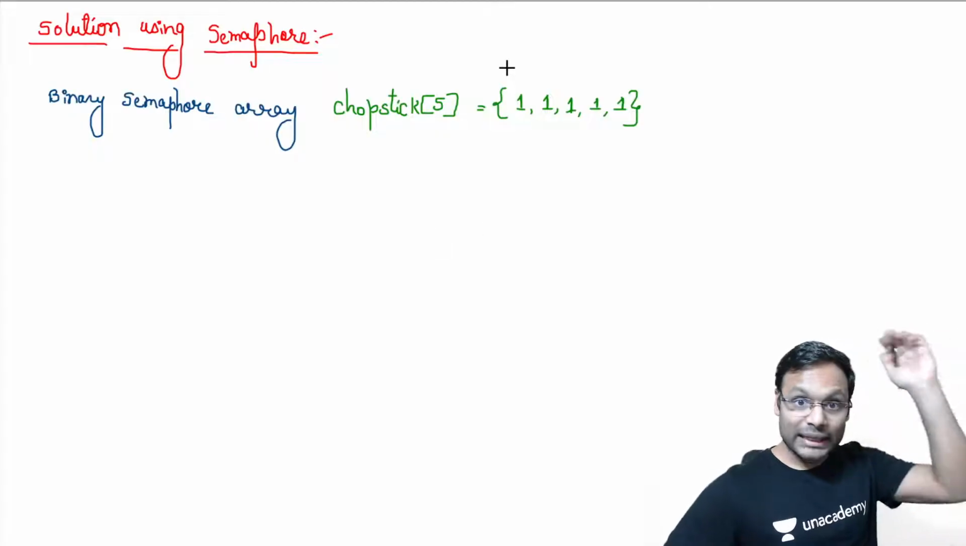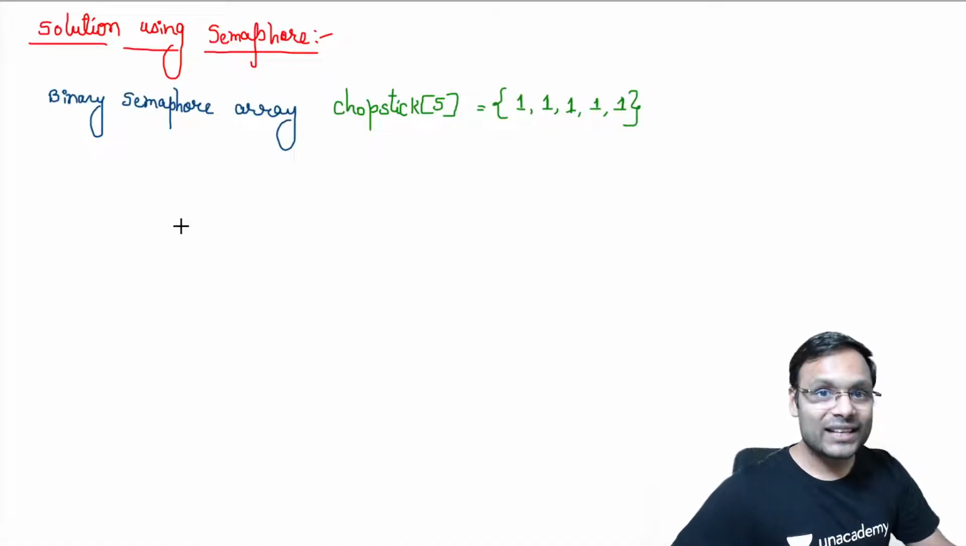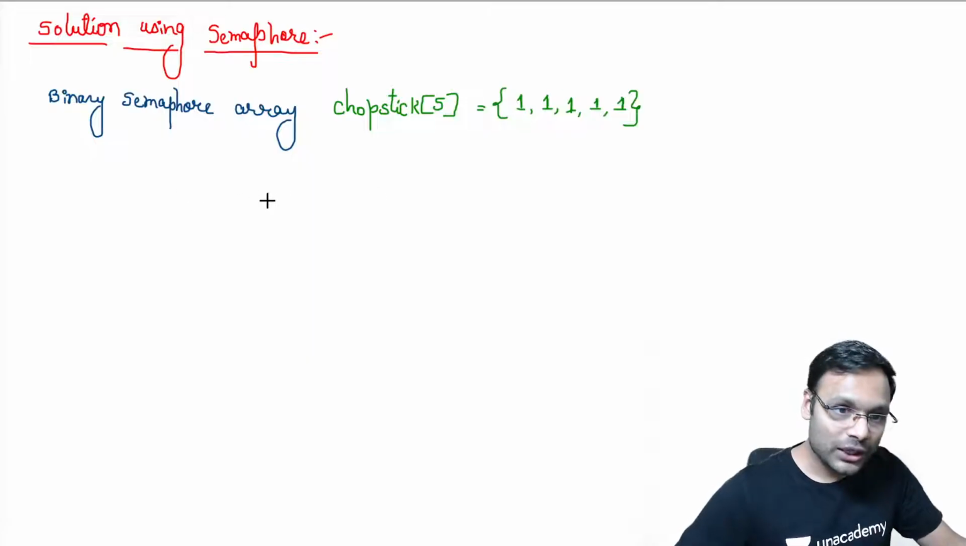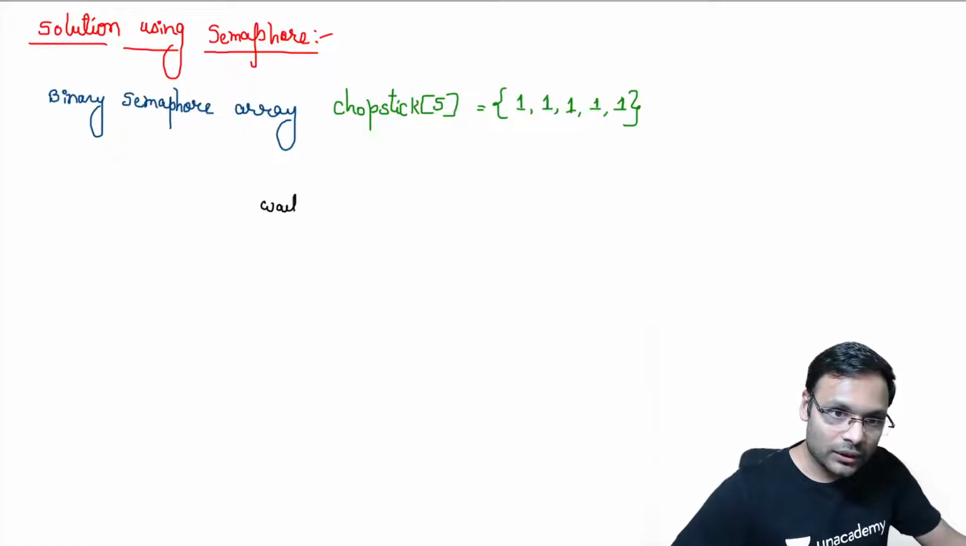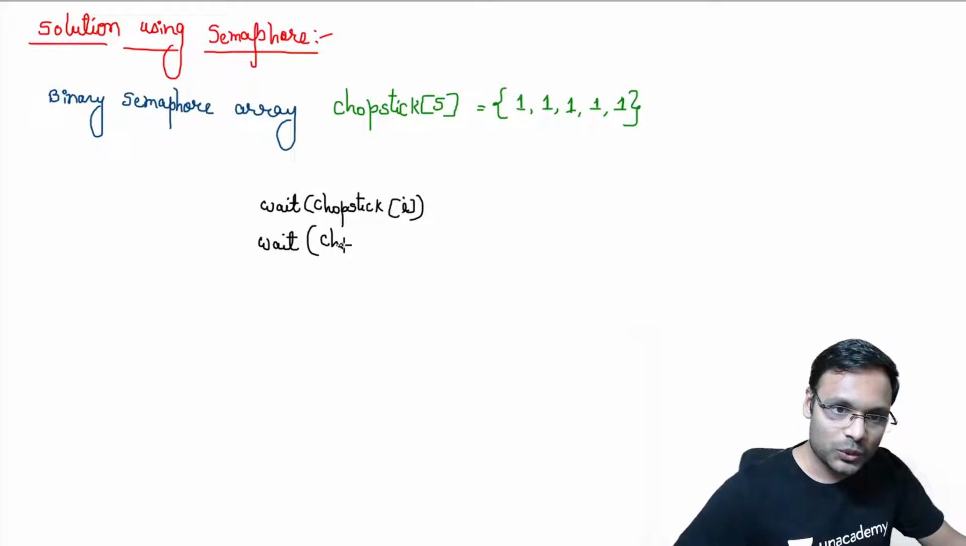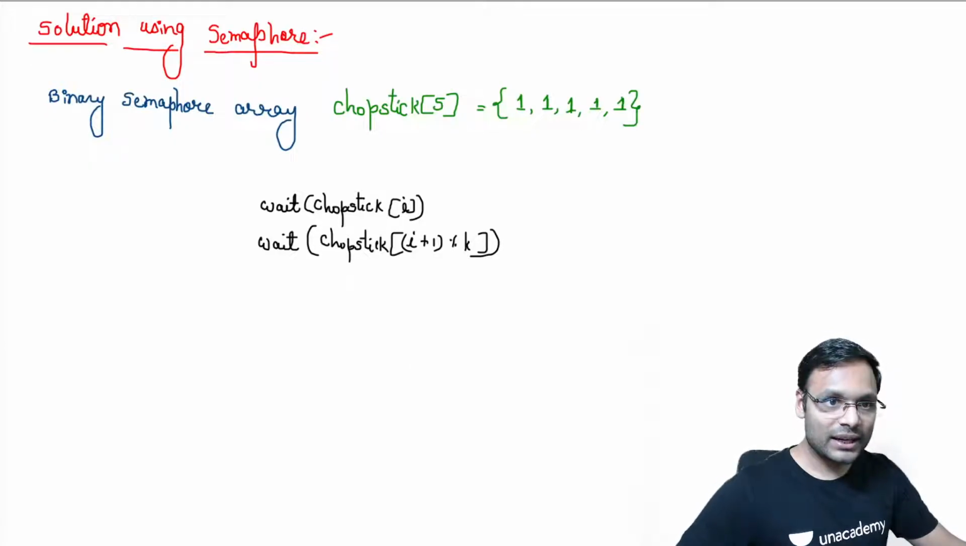All initialized with 1. Now the same solution for a philosopher with index I, or philosopher I. We will write the solution like this. When we say pick, we will go for the wait function on chopstick number I. Then the wait function on which chopstick this time? Can you tell me? It should be I plus 1, but we have to wrap around, so write it with the percentage sign. Got it?